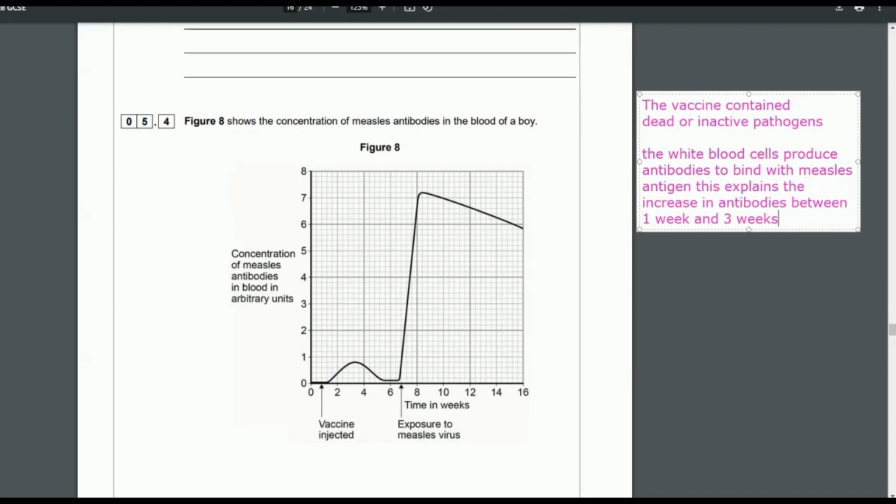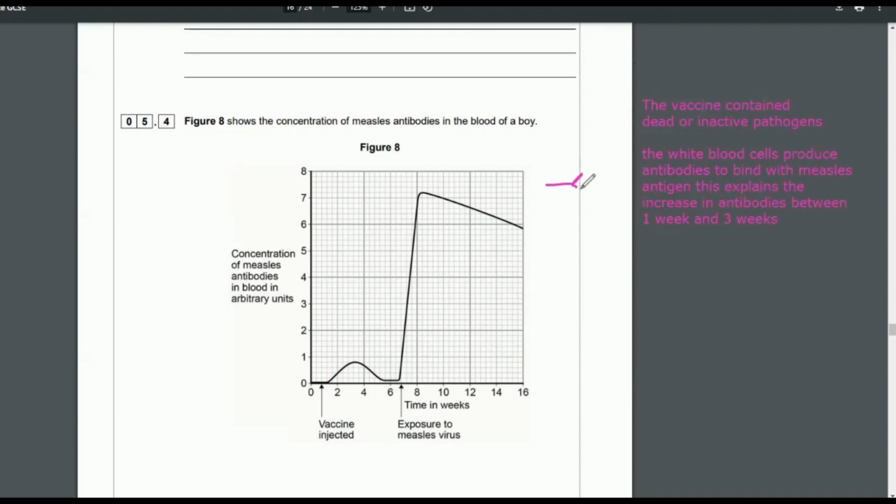And that's because their white blood cells are coming into those inactive measles pathogens and they are producing the antibody that will lock on to that pathogen. So just remember the antibody is going to lock on to that measles antigen found on that pathogen. Okay, so we've got an antibody locking on to the antigen. Now, you've just explained that first section. So that's going to get you some marks.